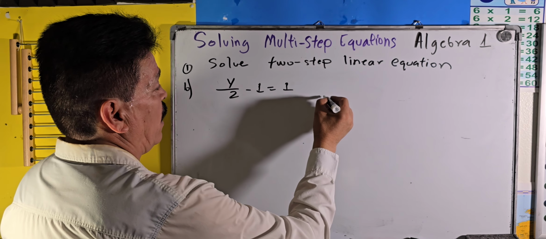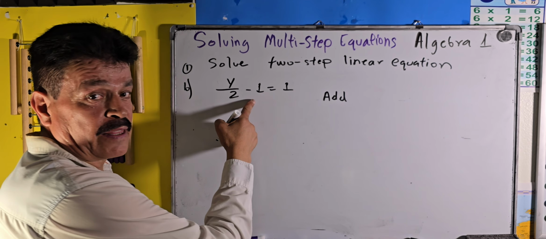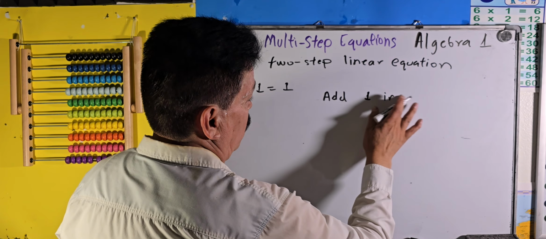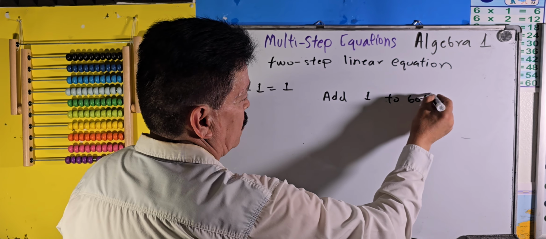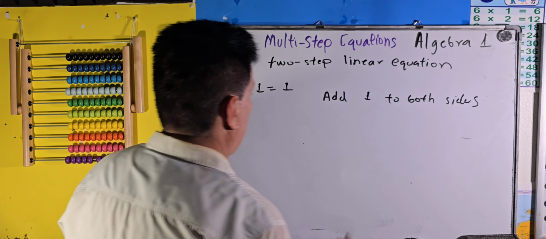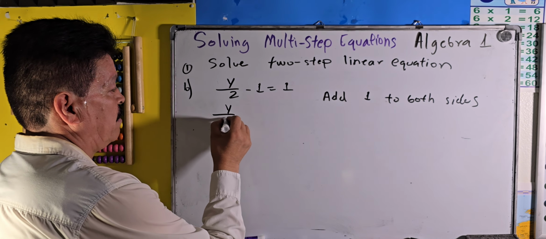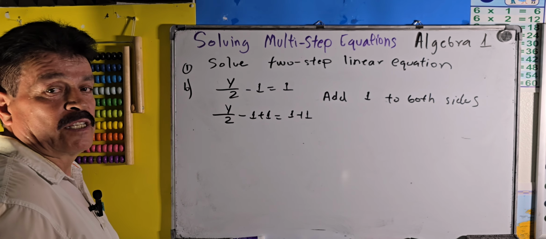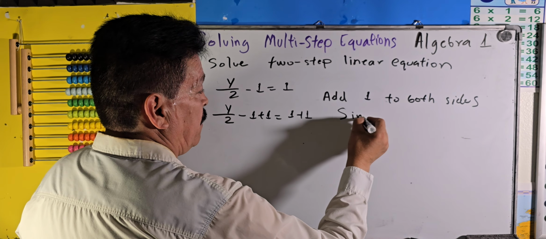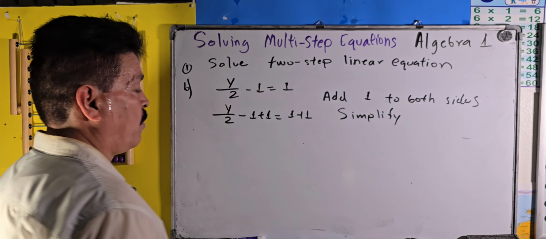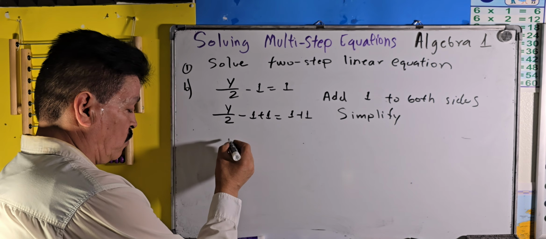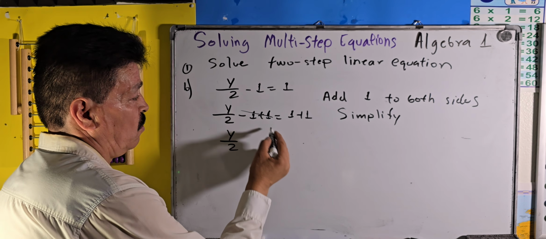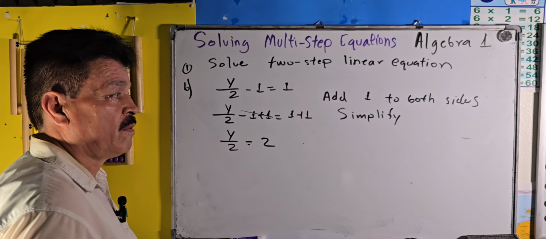So here we have to add 1 to both sides. Then we will have y divided by 2 minus 1 plus 1 equals 1 plus 1. So now simplify our problem. Always follow directions. If you simplify, we have y divided by 2, this cancels, equals 2.